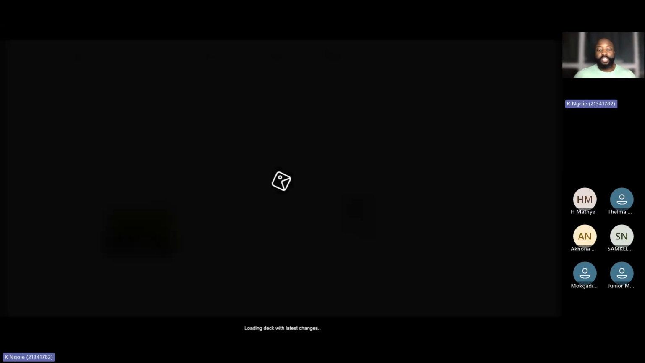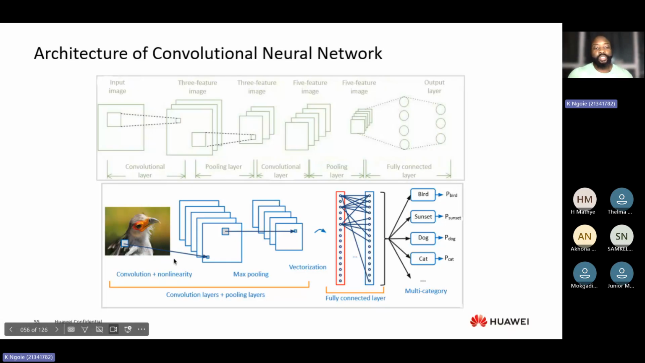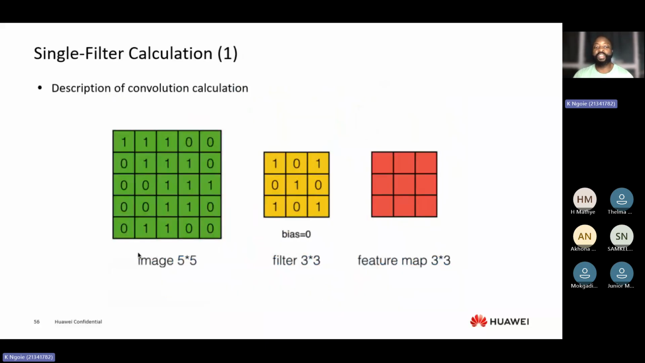Okay, so what does that mean? That means this is an example of what we have. We have a picture of this bird here. Depending on the size of the picture in pixels, if this picture is 5 by 5, we're going to have a total of 25 nodes in the input layer, which will have detail about that small pixel. So this is an example of a 5 by 5 image.